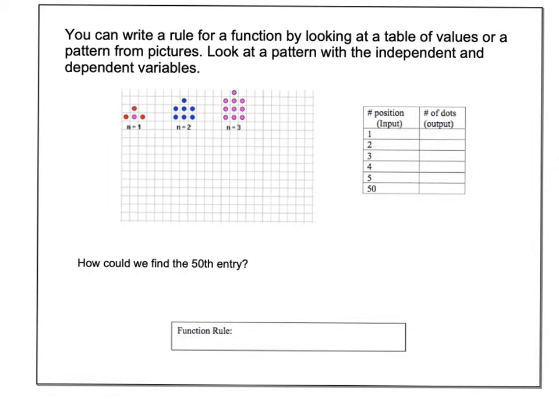Take a minute, pause the video, and actually draw out what n equals 4 would look like, and then what n equals 5 would look like, maybe down here. Pause the video.